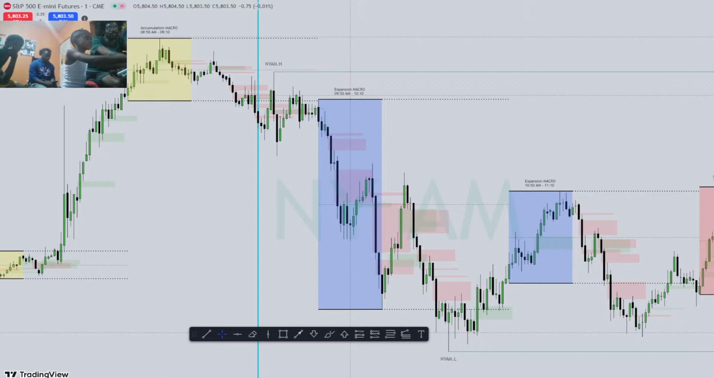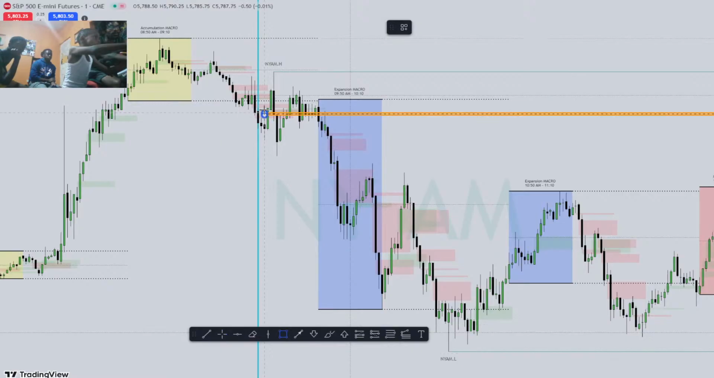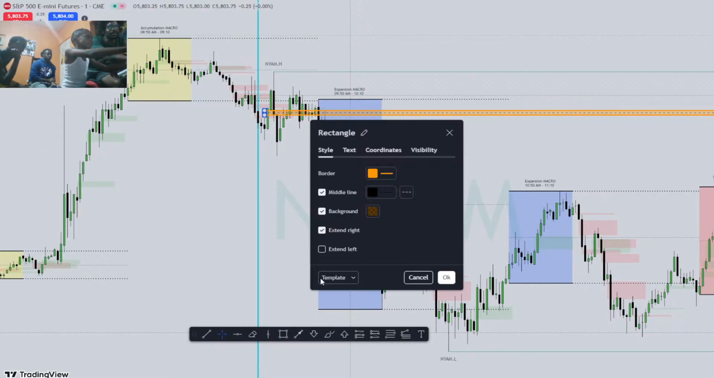So you see, this is the high of that bar, right? Bar 1. And then this is the low of bar 2. You see that? So that little space right there, even though it looks so small, that's it. So what I do, I come in here, I put this in here, like that. I have a setting saved, which you will have a setting saved too, right?